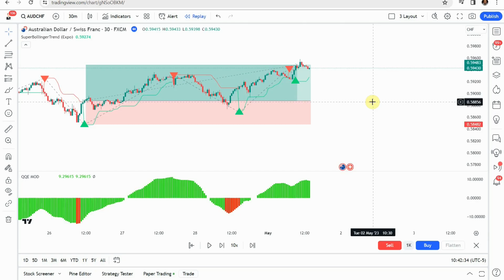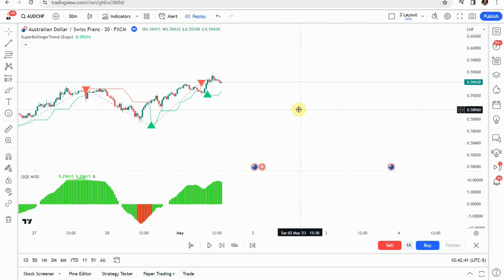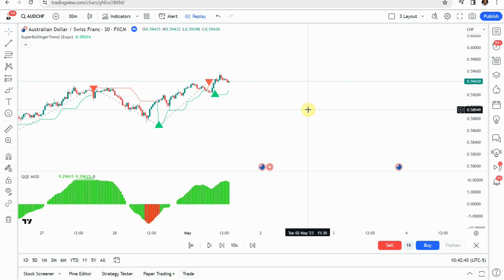Alright, so this one definitely takes a little bit longer, but you can see that we eventually make our way up here, getting ourselves to take profit once again. Alright, so that puts us at the end of the testing right there.